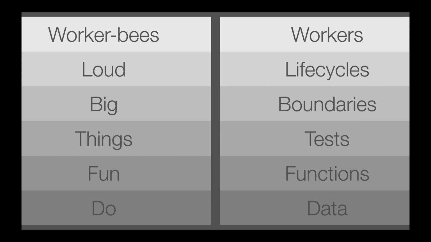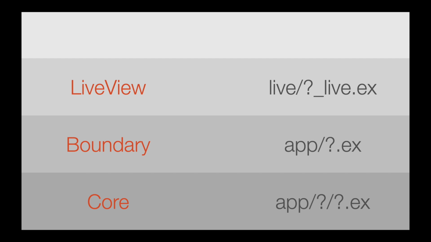So here's what's happening. In the book, Designing Elixir Systems with OTP, James Gray and I came up with this mental mnemonic to think about the layers of the application. Do fun things with big, loud worker bees. You have the core pieces on the bottom, and you have the boundary pieces on the top with boundaries, life cycles, workers. And the boundary piece is the piece that we're going to be talking about today.